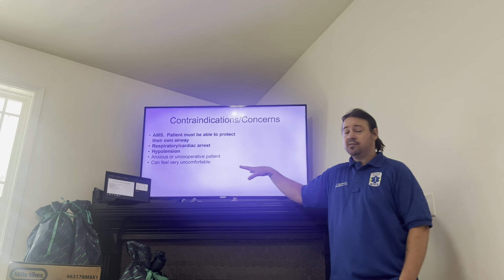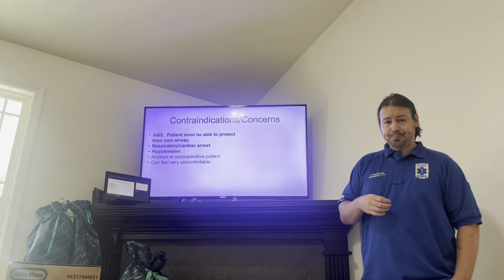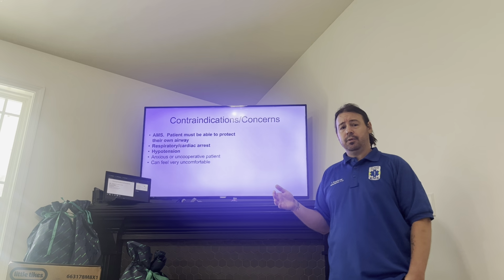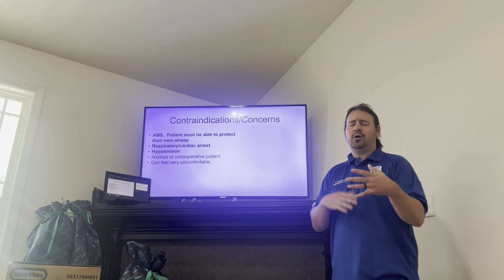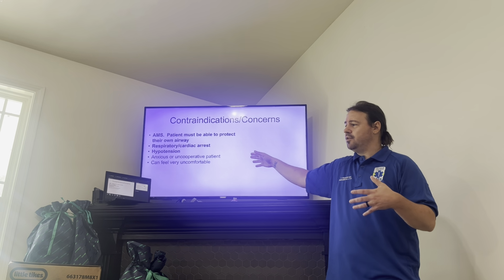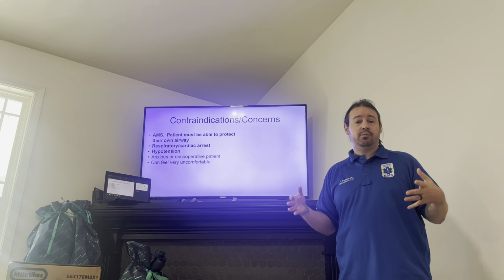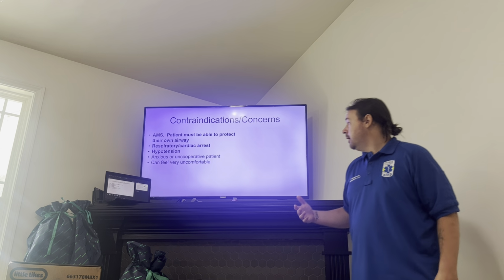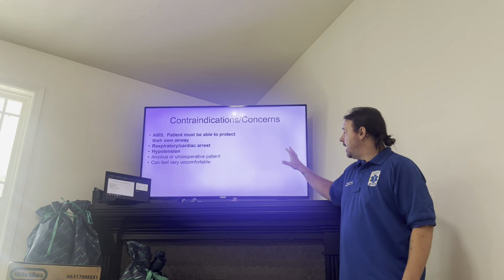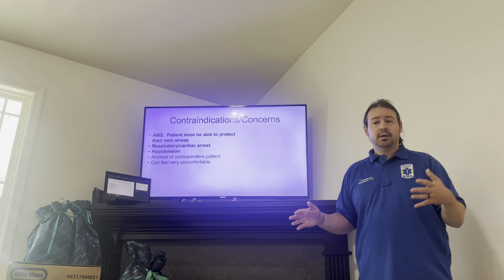Now, because CPAP can reduce the preload, it can actually cause a drop in blood pressure. It's typically over a prolonged time, but we don't want to give this to a patient that's already hypotensive, because we're going to ultimately reduce that preload and potentially drop that blood pressure more, okay?